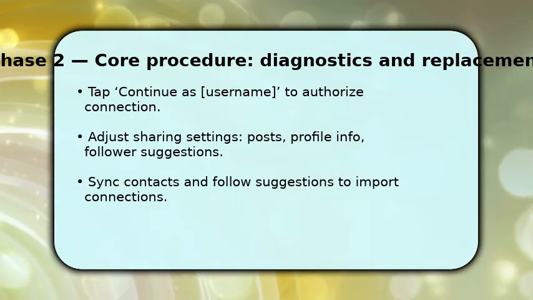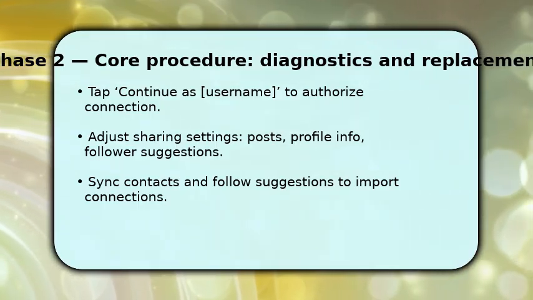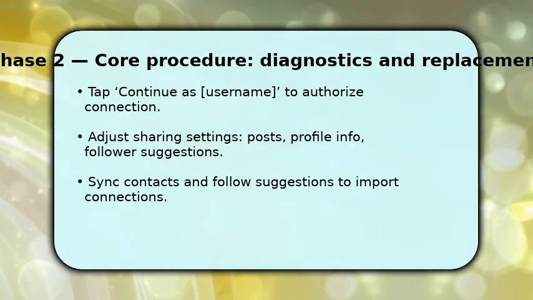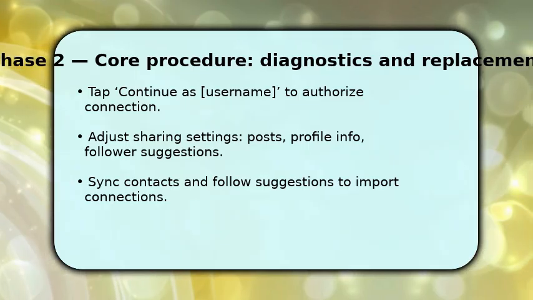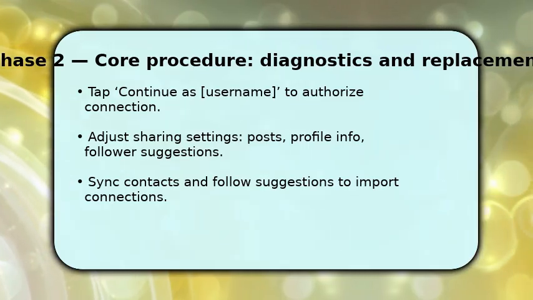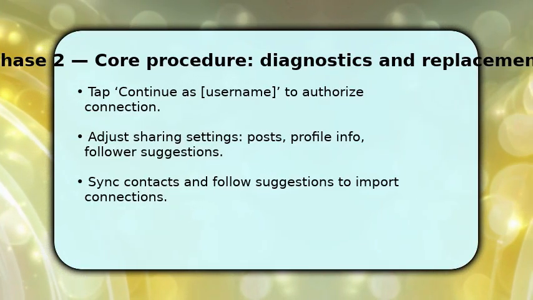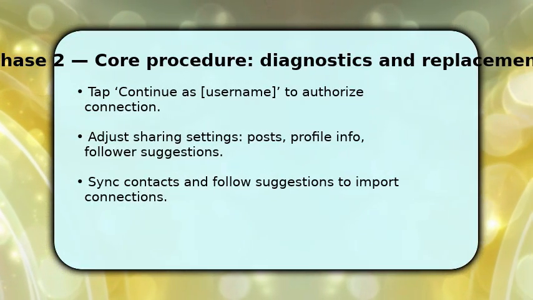Then, make deliberate choices on sharing settings. Decide if Threads mirrors your Instagram posts, profile details, and whether to pull follower suggestions. Once selected, allow contact sync so Threads can suggest people you may already know. This lets you maintain a consistent audience.